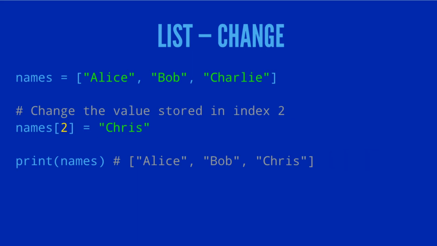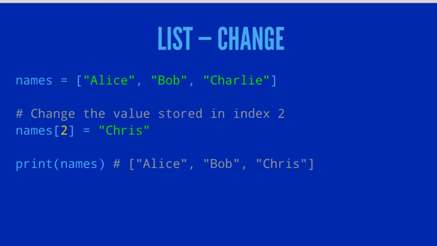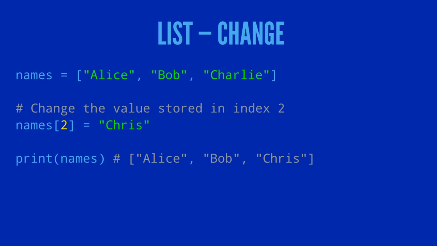But you can also change it. So say you've created a list and Charlie was originally there, but Charlie's now left, and you want to replace Charlie with Chris. What you do is you state the name of your list, you put in the index of the character you want to change, and then you put the new value in. So let's try that.